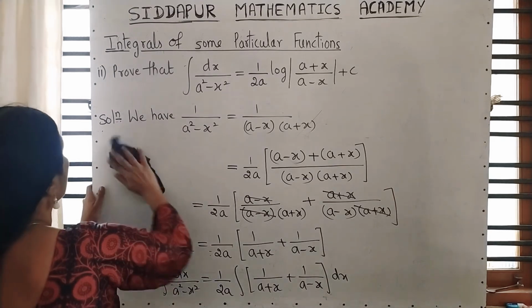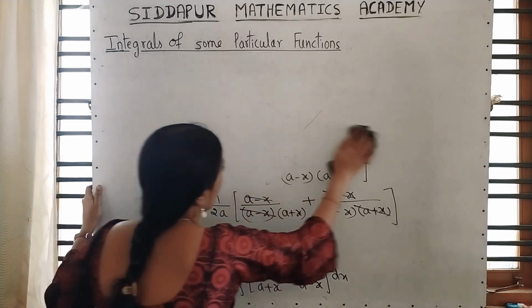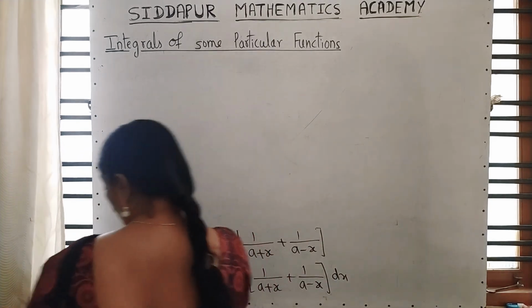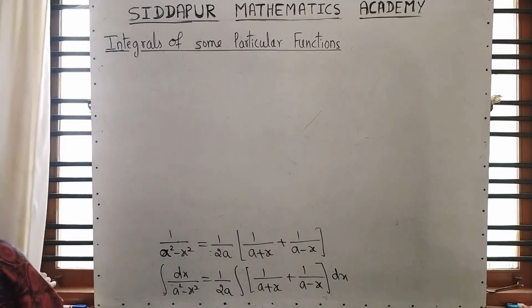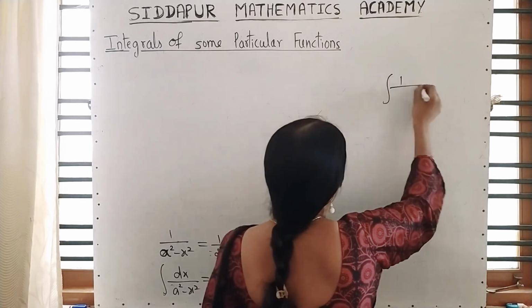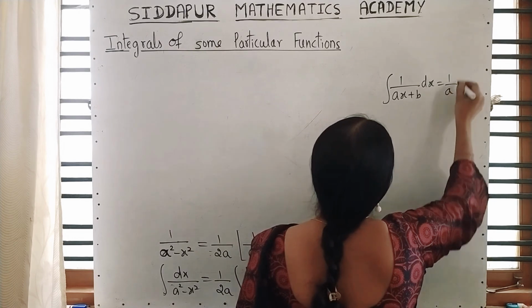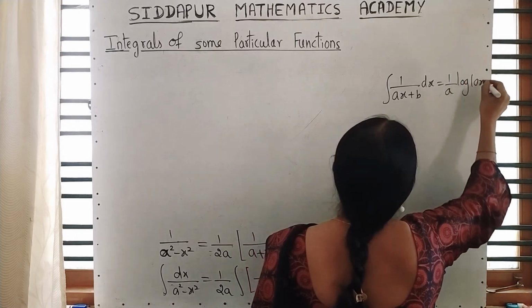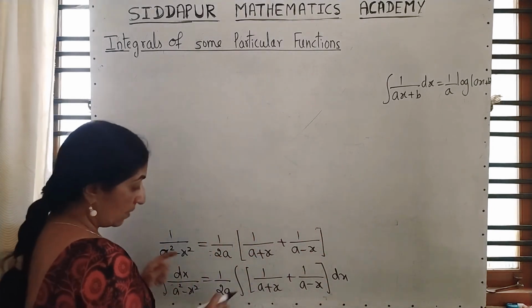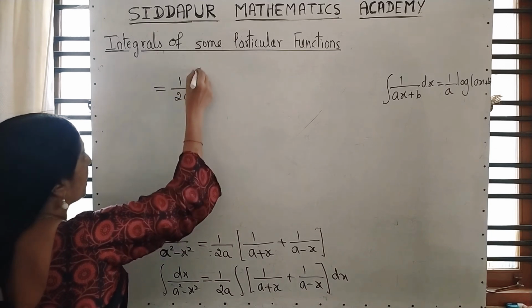Now I am giving you one more formula here, an important formula. What is integral of 1 upon ax plus b? It is 1 by a log of ax plus b. a is what? Coefficient of x. Here the left side is as it is, the right side is 1 by 2a in the bracket.